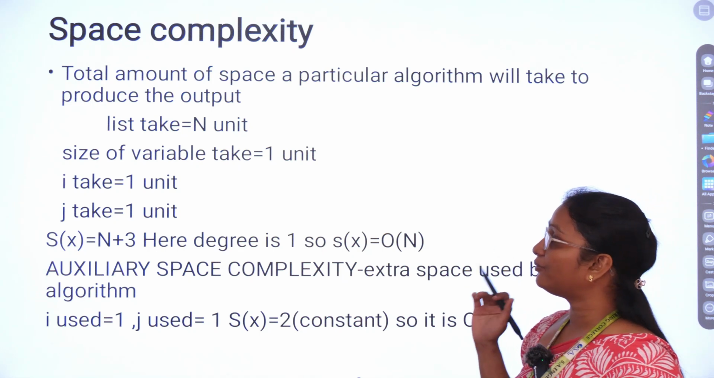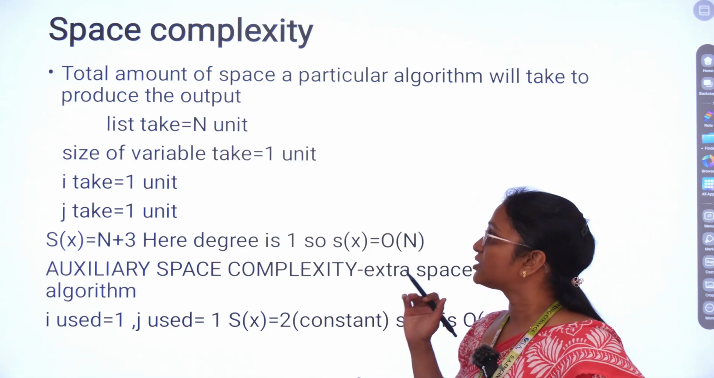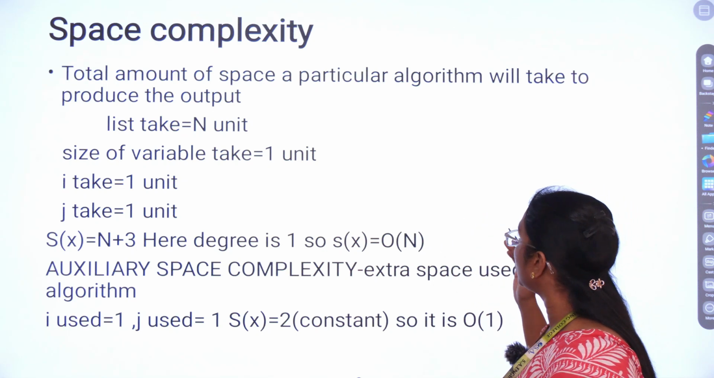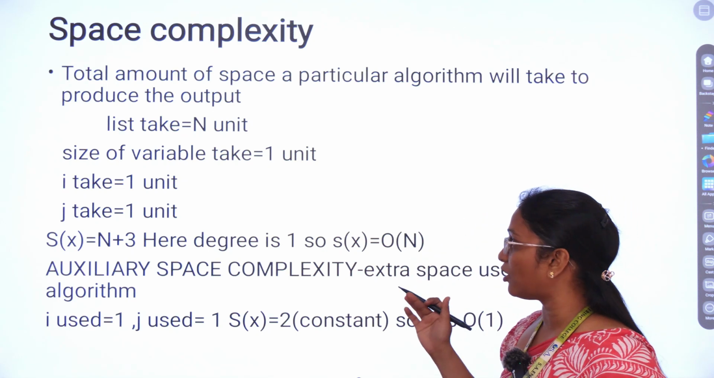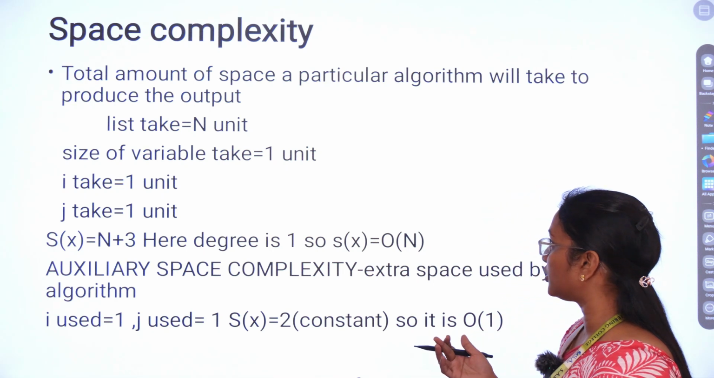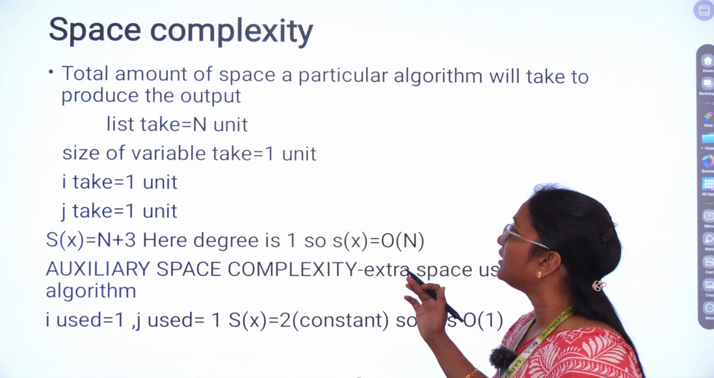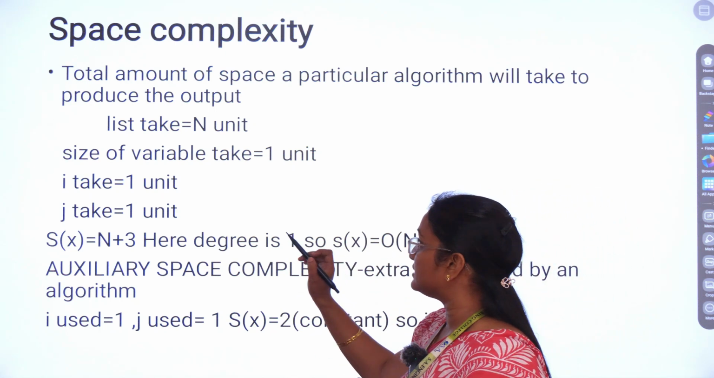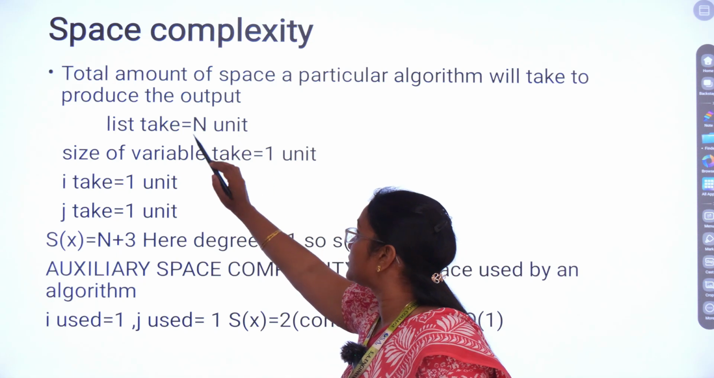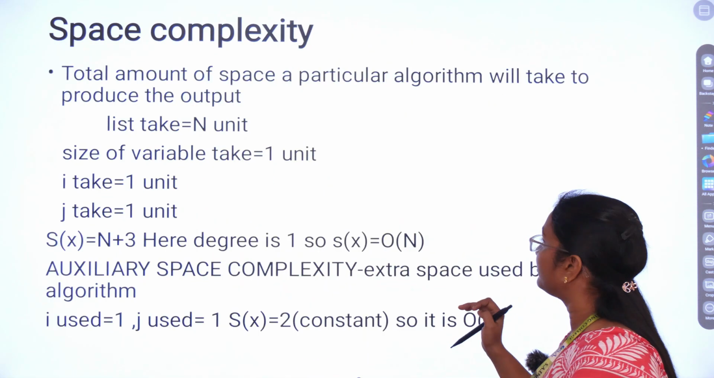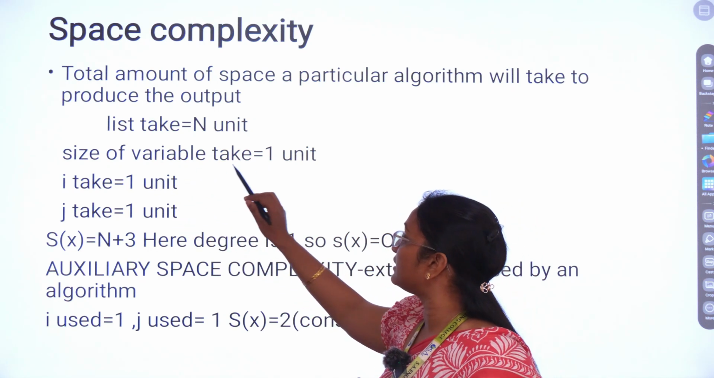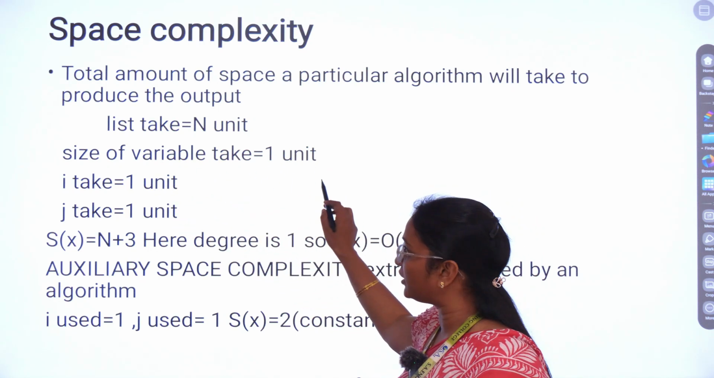Next, how do we calculate the space complexity? Space complexity is nothing but the total amount of space a particular algorithm takes to produce an output, that is, how much space it takes for executing the algorithm to produce an output. Here we take it as a list or array, so an array of n units. Then for the variable, we mention that the size of the variable is taken as 1 unit.